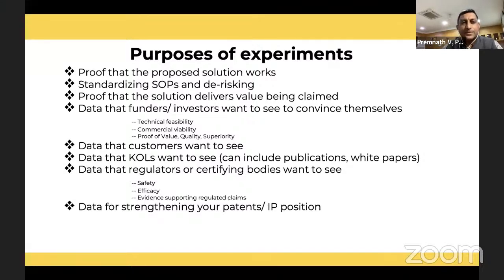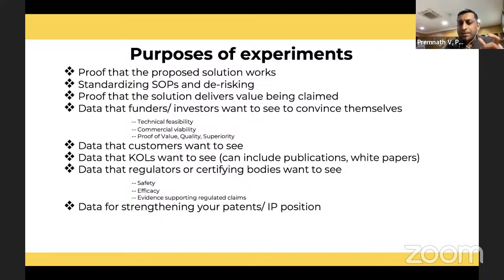Then there is one other important thing, which is called proof of value, which is basically the proof that the solution delivers the value that is being claimed. This is slightly different from showing proof of concept. If you take a typical customer, they see value in your product because you're claiming that it does something better than the alternatives available. So there'll be alternatives, and you will say that we are superior to them, that we deliver the basic goods and we are superior in some way. So that value that is being delivered is in the context.